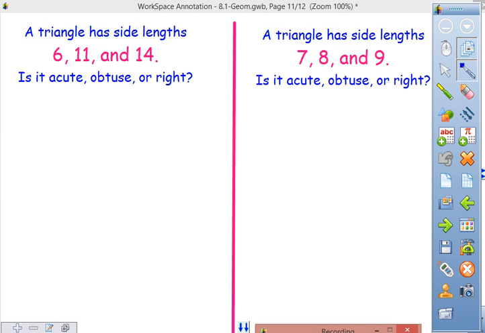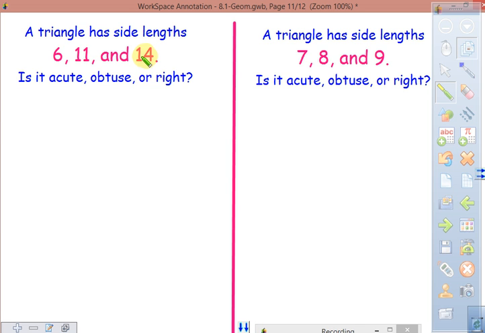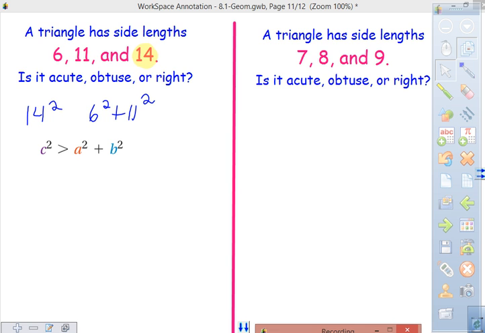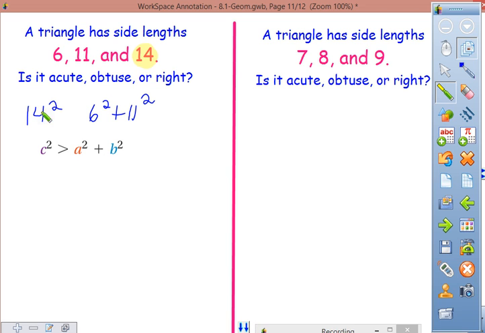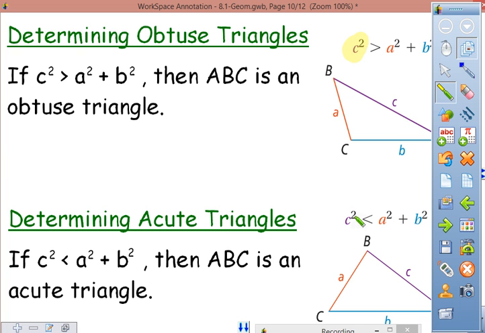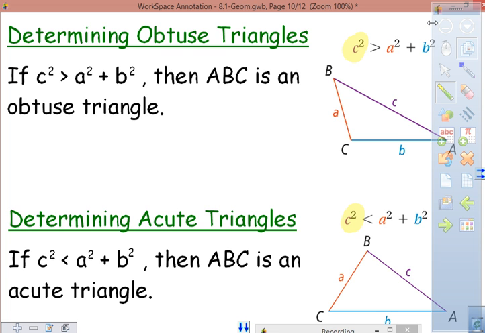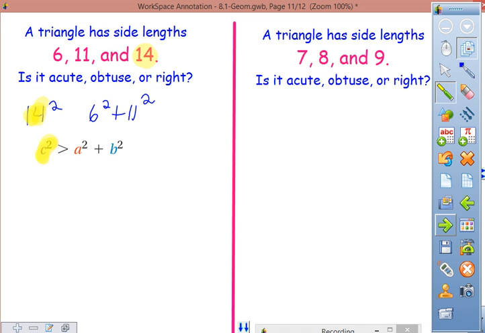Let's try a couple more examples. The triangle has sides 6, 11, and 14. So the hypotenuse is going to be the 14. So here's our setup. 14 squared compared to 6 squared plus 11 squared. You have to have that hypotenuse in the front because that's what our theorems say. So you have to have hypotenuse first, hypotenuse first. If it's greater than the sum of the squares of the legs, then it's obtuse. If it's less than, then it's acute. So here's our numbers, 196 compared to 157. So this is greater than, so it would be obtuse.